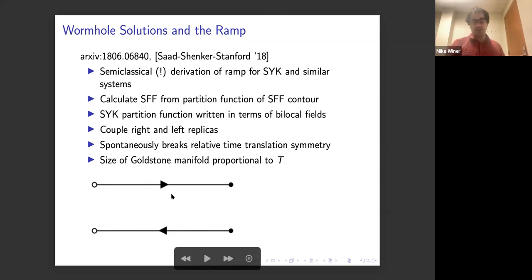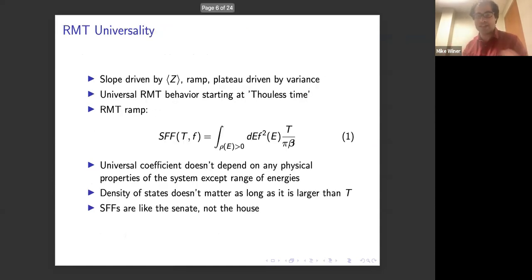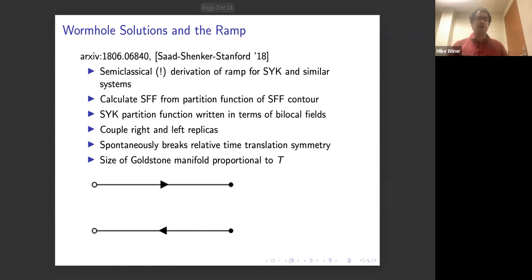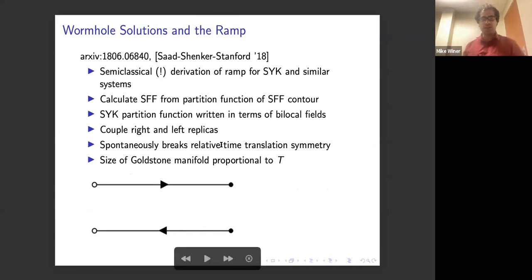So we now, this time has to map to some specific time here, can map to any time. And so the manifold of solutions is of size proportional to t, and that's where the t comes from in the ramp. And if you go through their analysis in more than one slide, you can get this exact formula, basically. So here, they get the disorder average SFF.